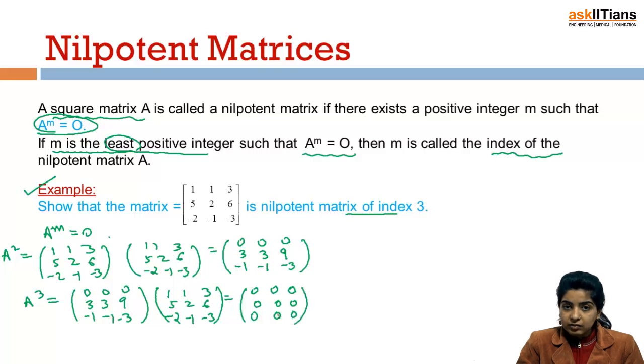So clearly this is a 0 matrix, and hence we have A cube is 0, which implies A is a nilpotent matrix of index 3, since 3 is the least positive integer such that A raised to m is equal to 0.